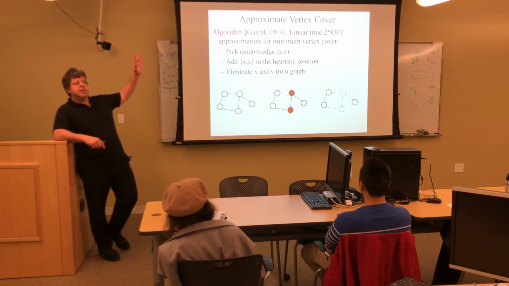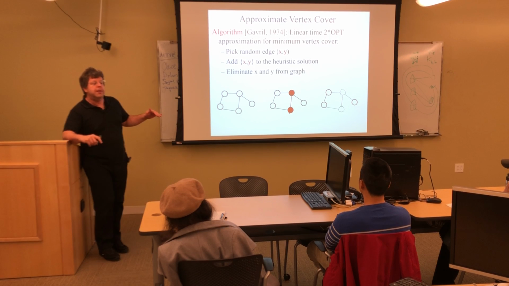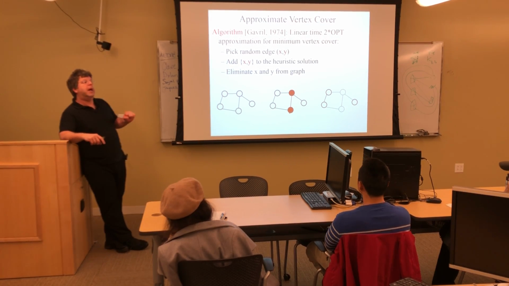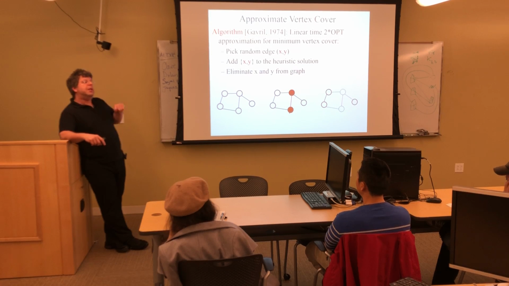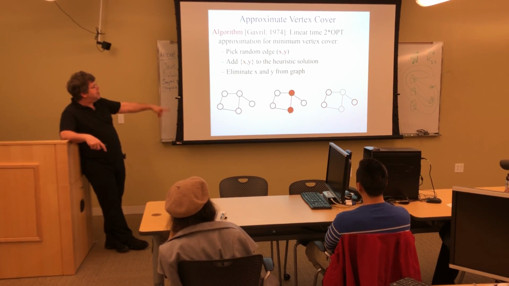How many see correctness so far? Okay, any questions about why this is correct? It'll give you a solution. It'll give you a node cover. Now, we're about to prove that the node cover will be no worse than twice the best possible node cover, even though the best possible node cover is an NP-complete problem, and we don't know how to solve it in polynomial time. This simple heuristic does the job no worse than twice the optimal every single time.